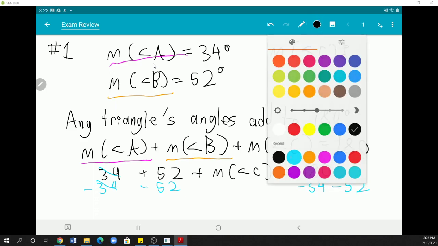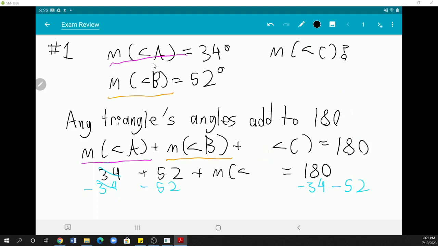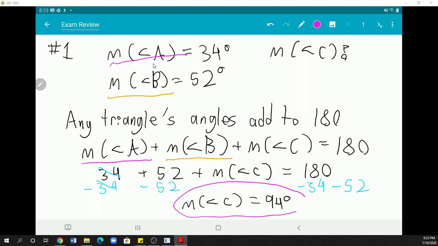52. And I get that measure of angle C is equal to, doing the math, 94. And then I add on my degree sign. And I'm also going to circle my final answer.